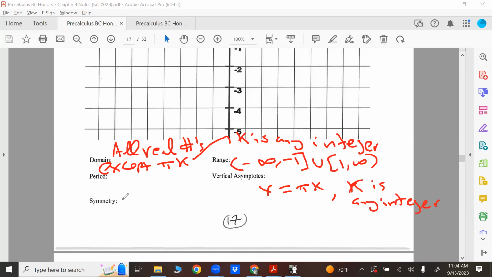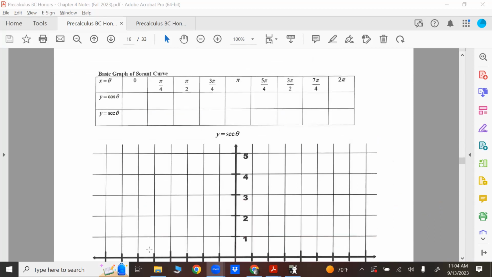Symmetry: it does have symmetry. It's odd, just like sine. And the period's still 2 pi, unless you shift it or you adjust it. Okay, we're good? Cool. Okay. Let's move on to secant. Secant. Just to jog your memory.